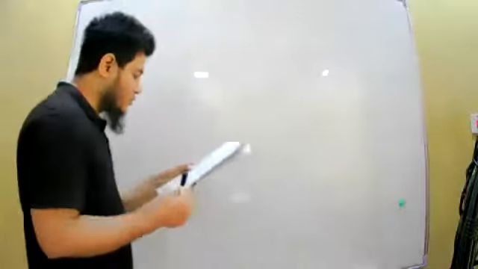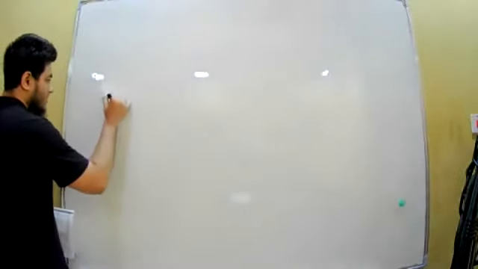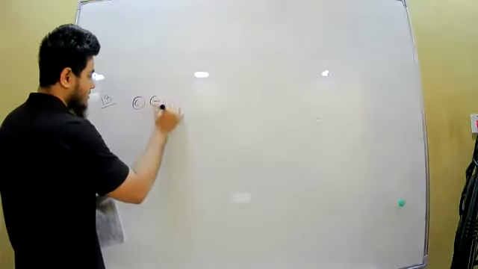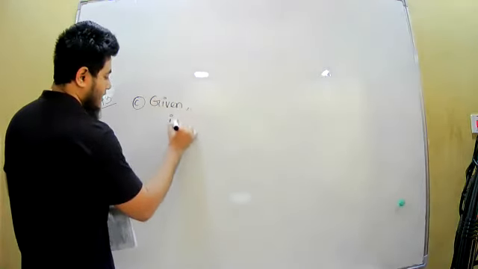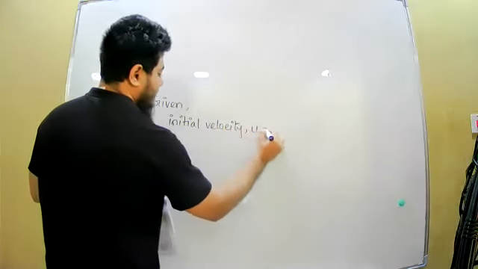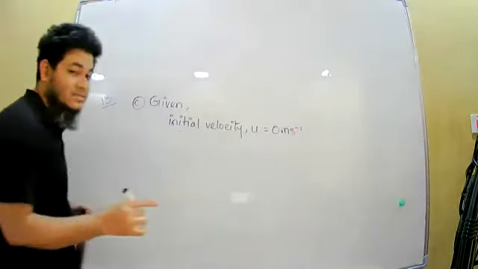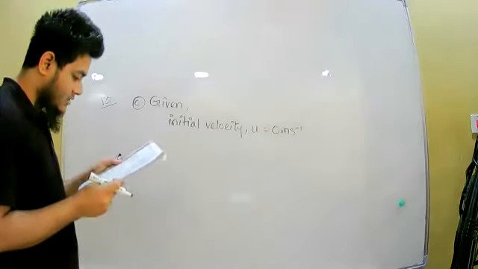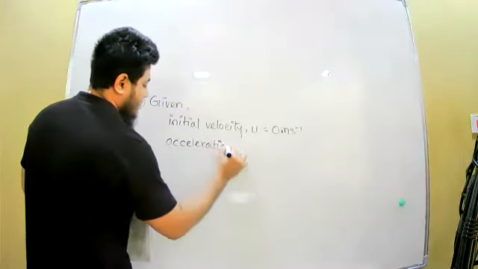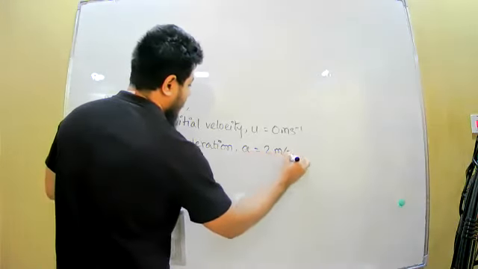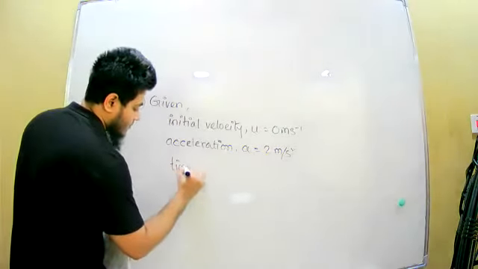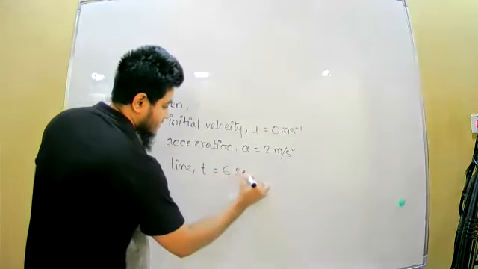So for C of 13, what information do we need? Okay, at first we need to list up the given information. Initial velocity u is equal to 0 meter per second because they said it starts from rest. Then with constant acceleration, a is equal to 2 meter per second square. And it runs for 6 seconds in that way. Time t is equal to 6 seconds.